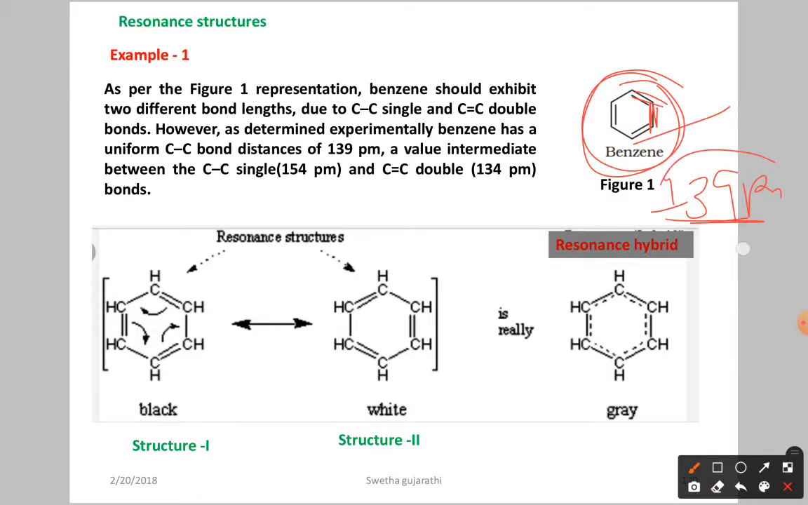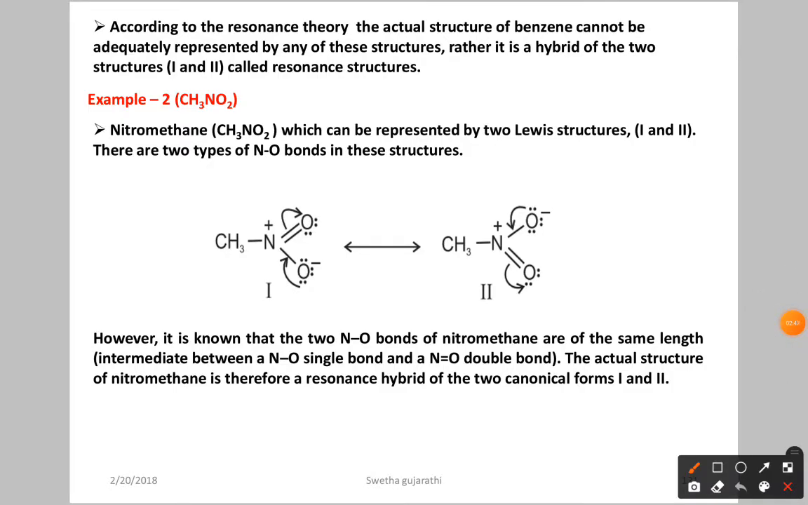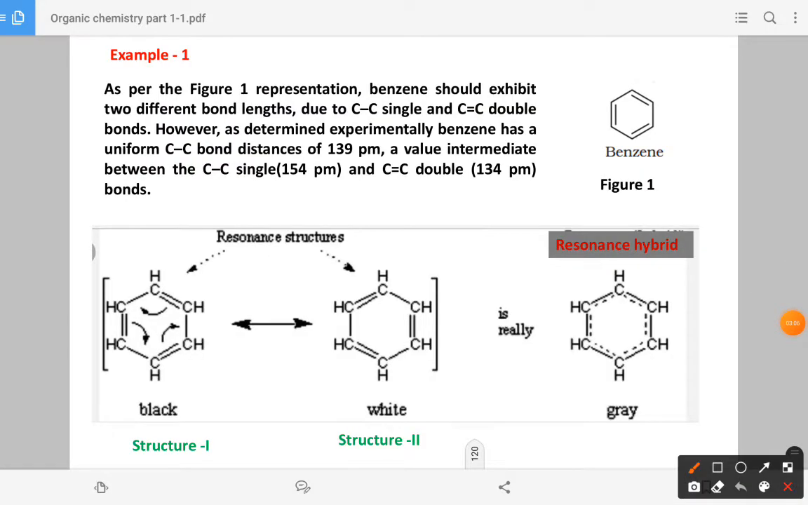So how do you explain this phenomenon, the existence of only one bond length? You can explain it because of the presence of resonance structures. According to the resonance theory, the actual structure of benzene cannot be adequately represented by any of these structures. Rather, it is a hybrid of the two structures 1 and 2, called resonance structures. What is the meaning of this? Resonance structures mean the following.